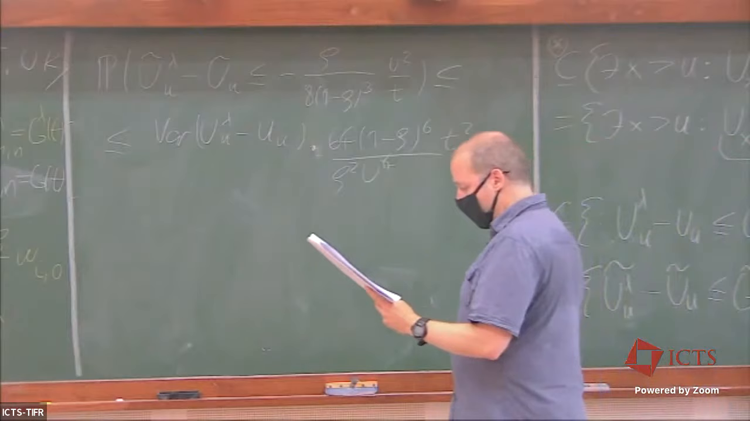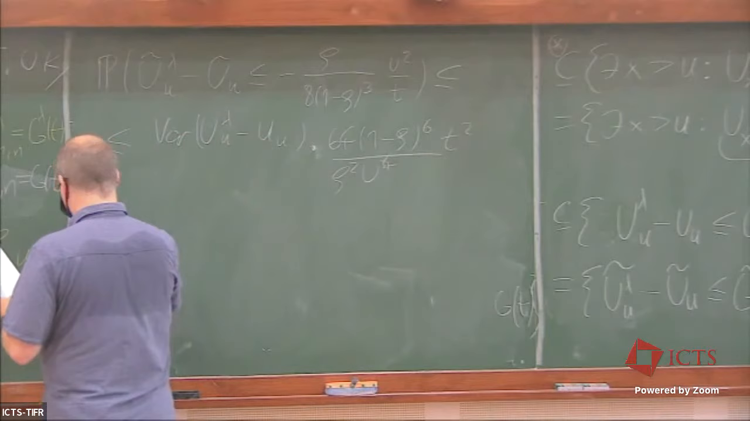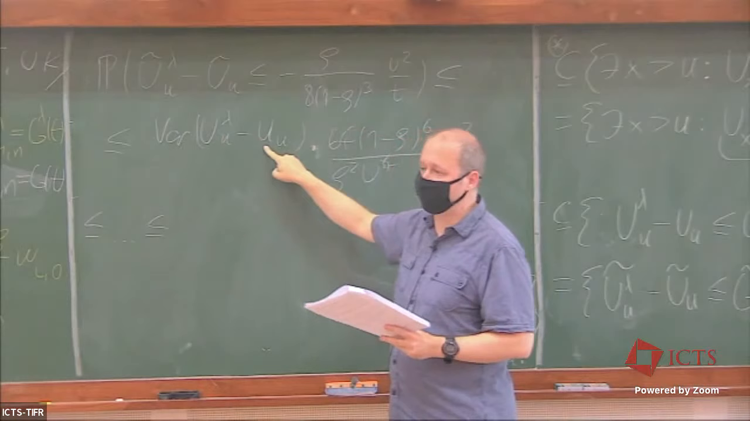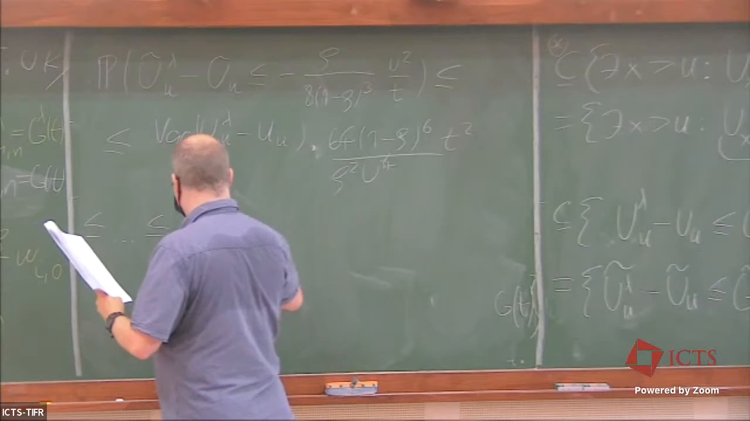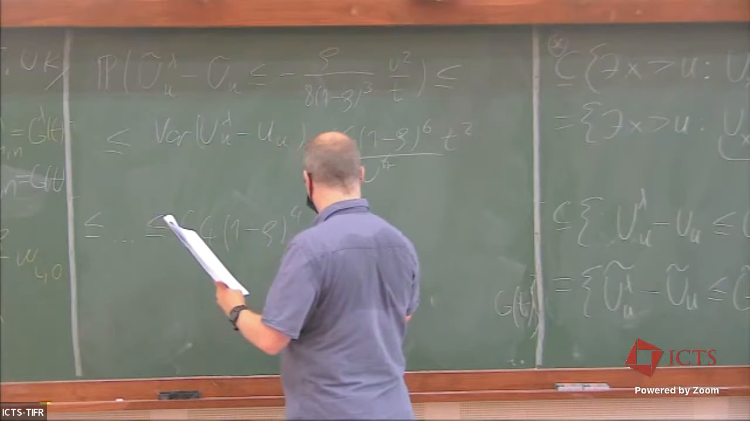Now again, I'm not going to do all the calculations. This is something you can do because you know everything. u_λ is a constant multiple of u, u is the sum of the exponentials, and you know how to calculate this variance. You can do all of this. At some point you simplify stuff a little bit and you end up with (1 minus ρ) to the 4, t squared over u cubed.